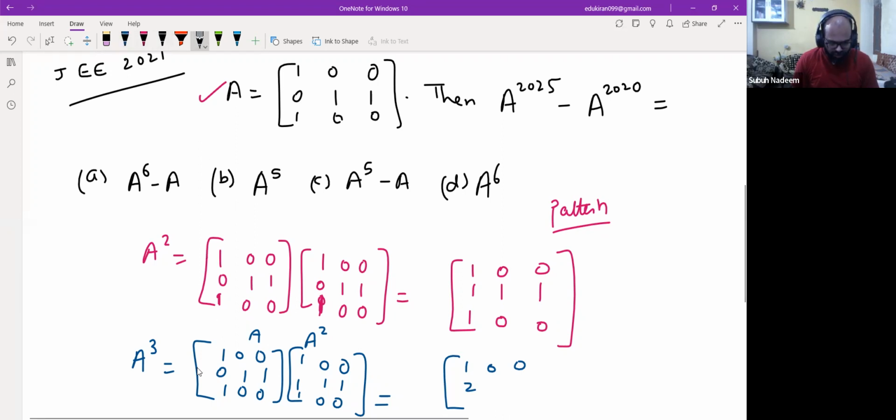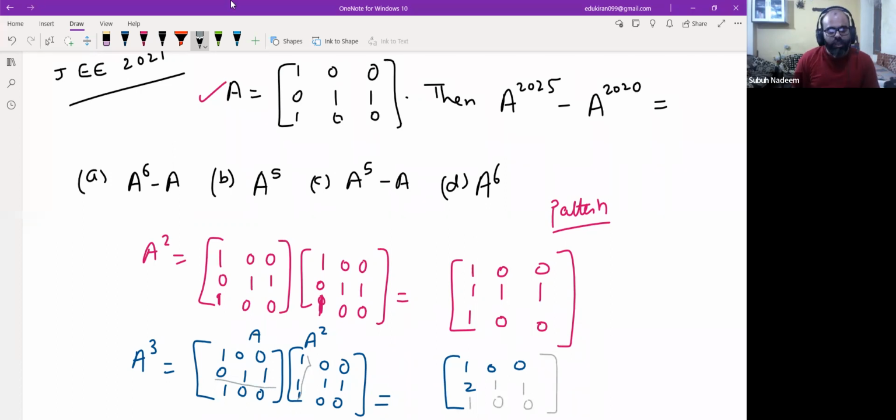So what it is, second row with the first column when we are doing: 0 plus 1 plus 1 is 2. Then we are getting 1, then again 1, then 1 again, then 0, and then 0. So this is a cube.